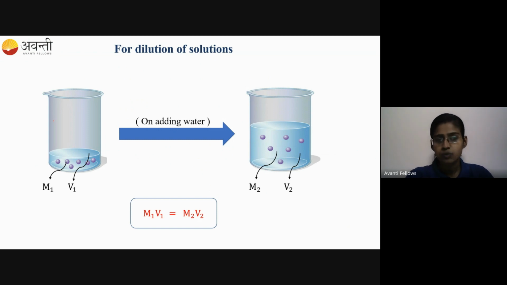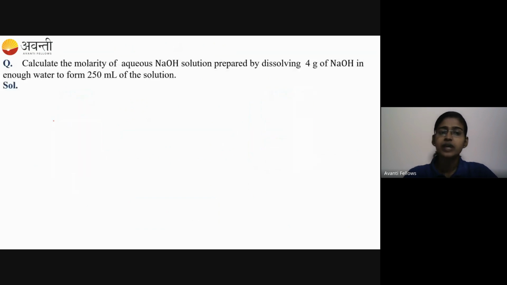Now using this molarity formula, we will solve one question. Calculate the molarity of an aqueous NaOH solution prepared by dissolving 4 gram of NaOH in enough water to form 250 ml of the solution. So what is given in the question? It is a sodium hydroxide question, and 4 gram is the mass of sodium hydroxide, and 250 ml is the volume of the sodium hydroxide solution. It is given in terms of milliliter. Now we have to find out the molarity.